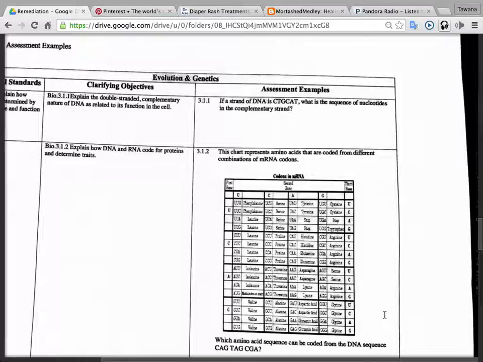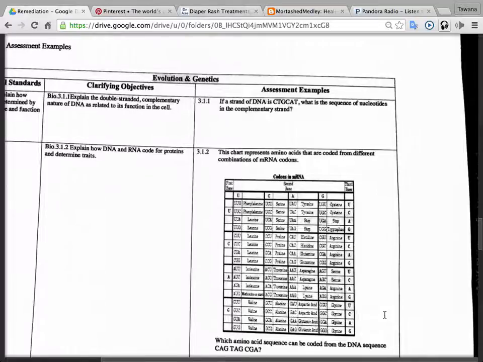Make sure it's a capital T. And why is it not a U? It's not mRNA. It said a nucleotide, and nucleotides are part of DNA. Good. Erase that.